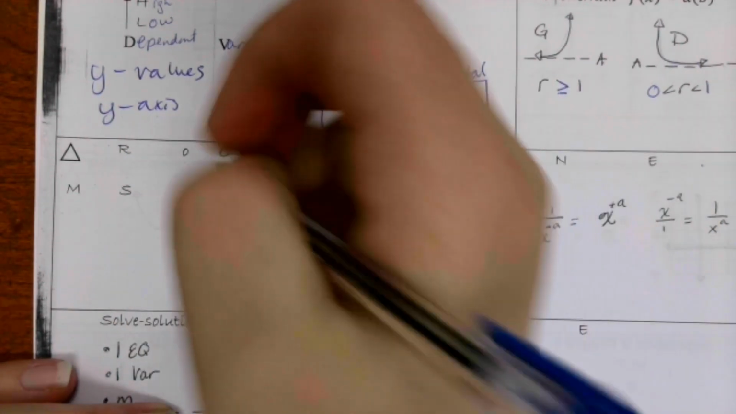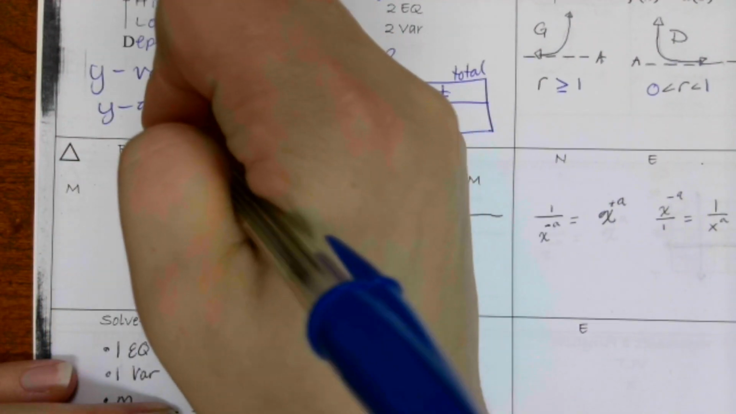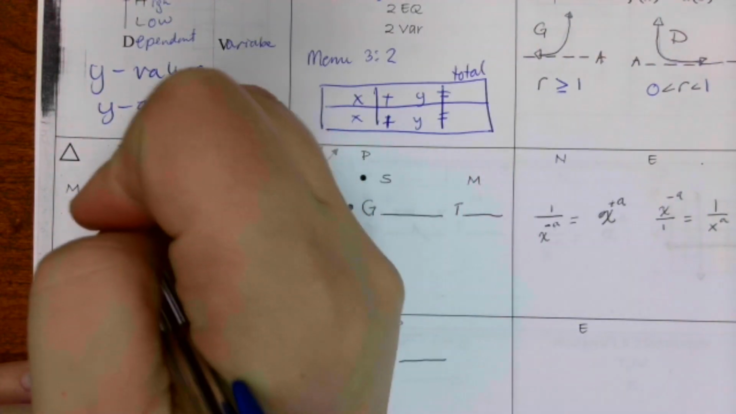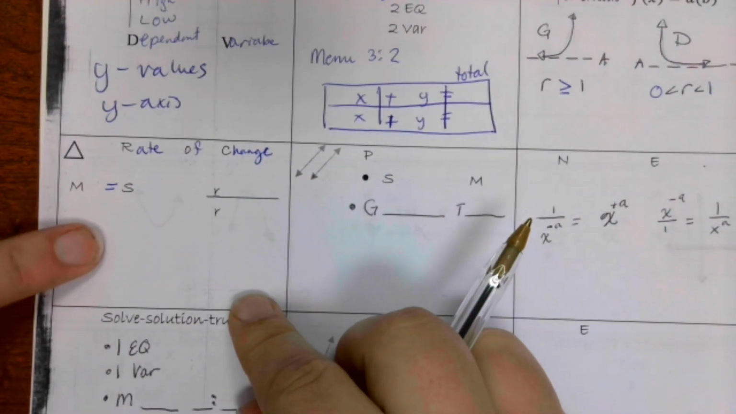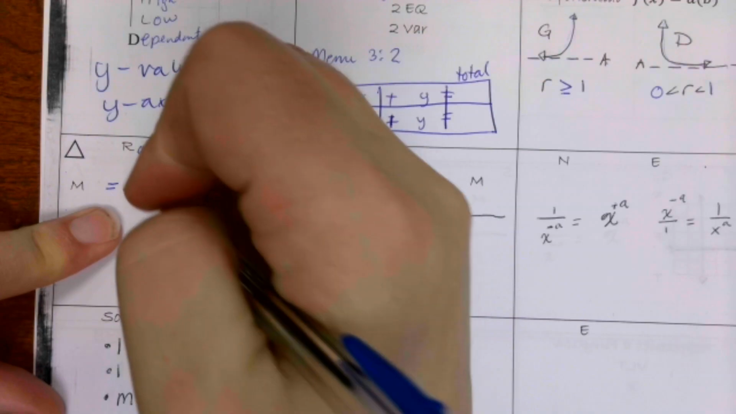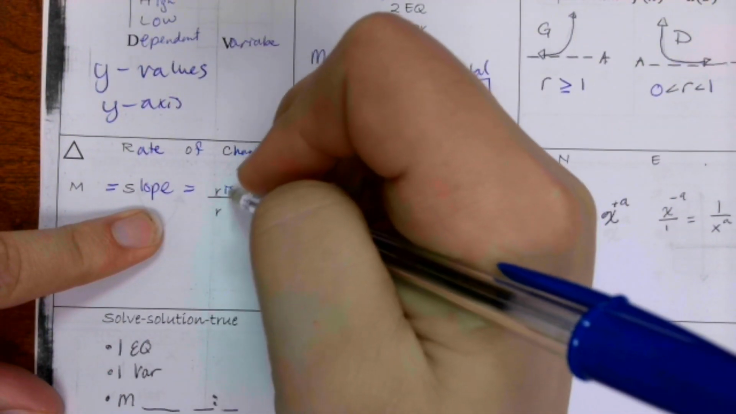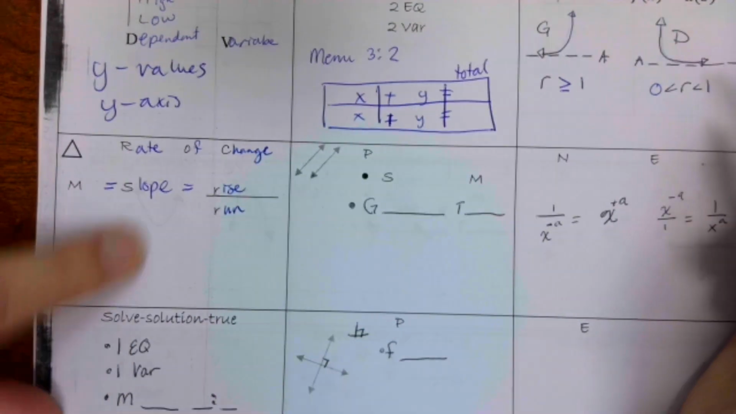This is rate of change. Rate of change is the same thing as m equals. It won't let me put equal signs in. That's against the rules, so you have to write them in yourself. Slope, and it equals rise over run.